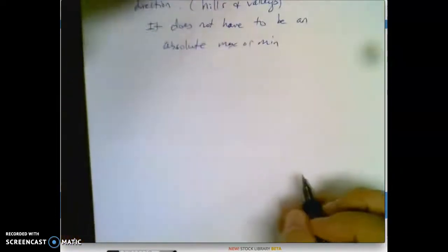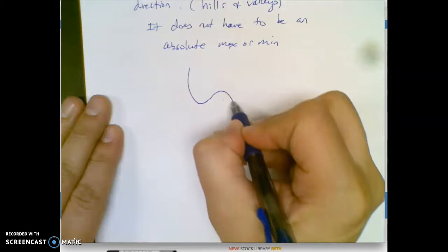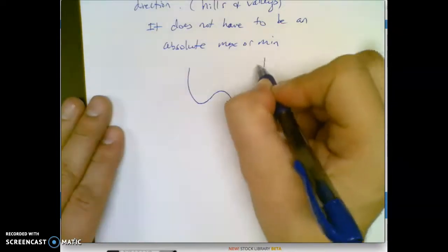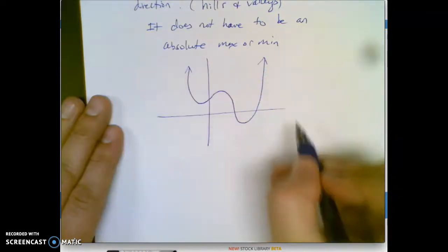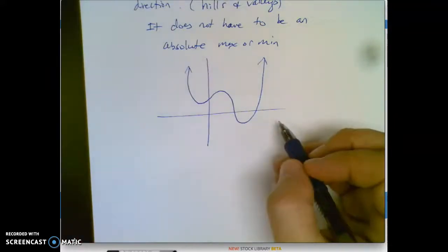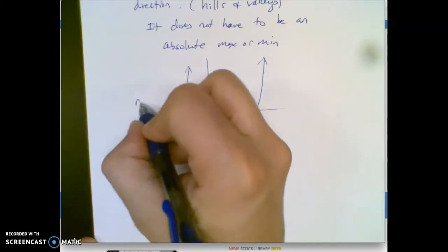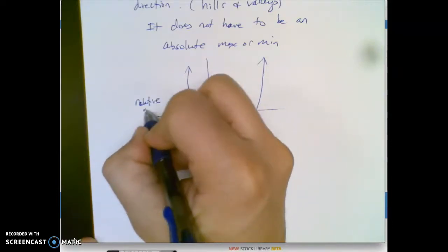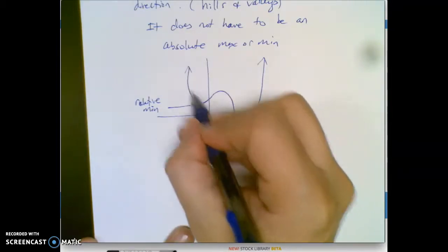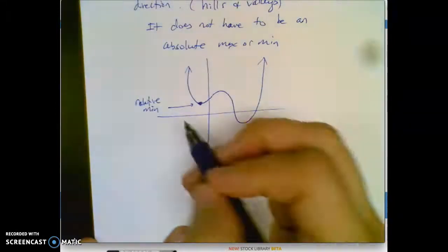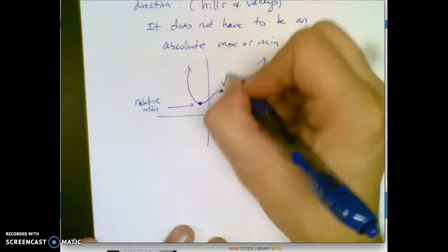So for instance, if I looked at a weird graph like this, kind of looks like a fourth power or something. I'll draw this in. Okay, so this right here would be considered a relative min because the graph goes down and then back up. So for this chunk of the graph, it's the lowest point, but it's not your lowest point on the graph. So it's a relative min. This right here, where it goes from up to down, is a relative max.